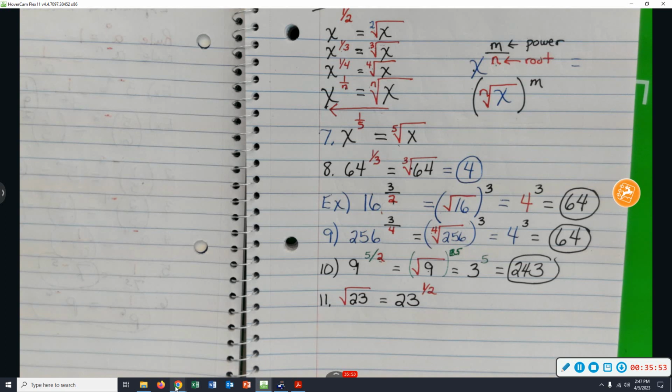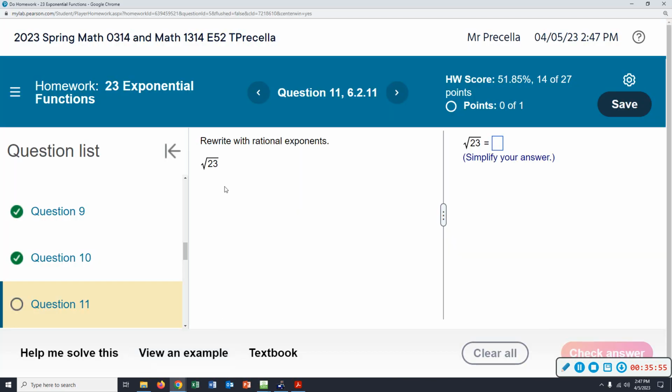Is that what it asked on the question? It says rewrite with rational exponents. So it's telling you to write it with fractional exponents. So why couldn't you just use 3?